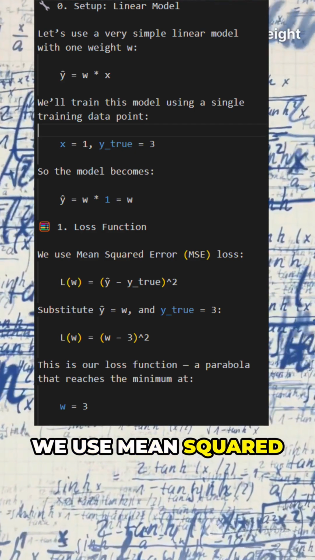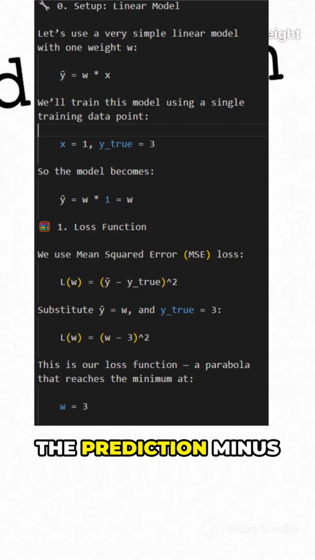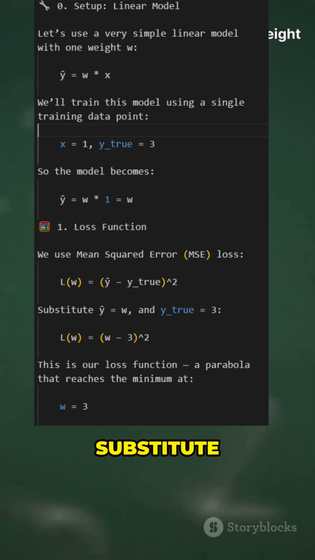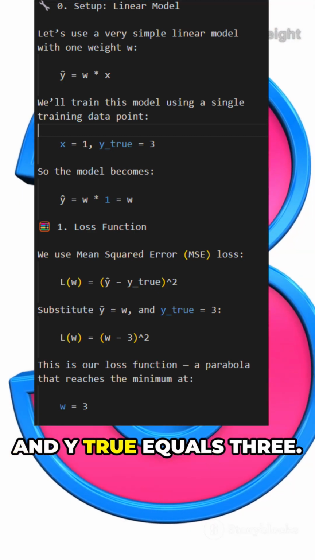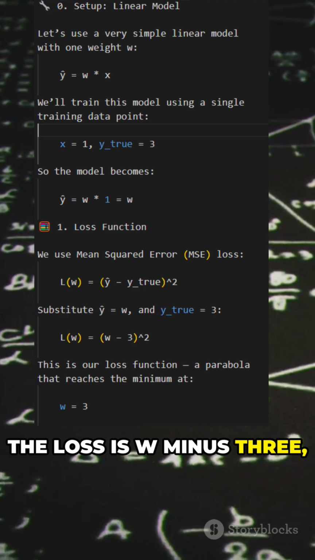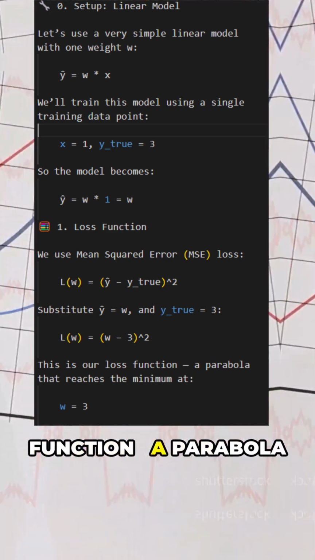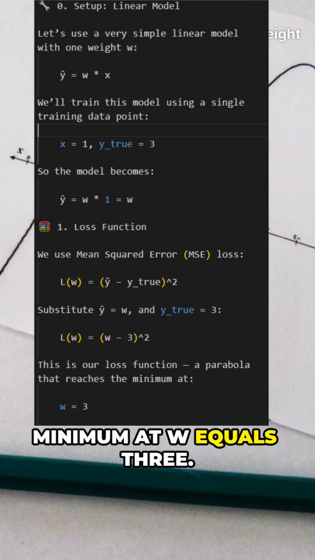We use mean squared error loss. The loss function is the prediction minus Y true, squared. Substitute prediction equals W and Y true equals 3. The loss is (W minus 3) squared. This is our loss function, a parabola that reaches the minimum at W equals 3.